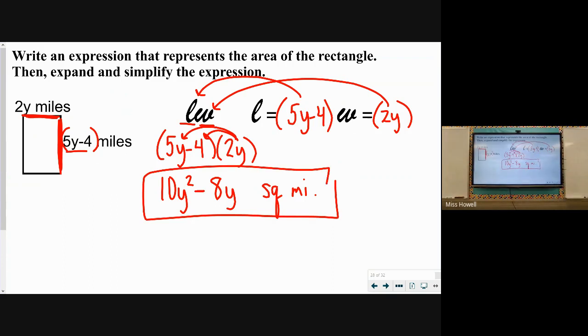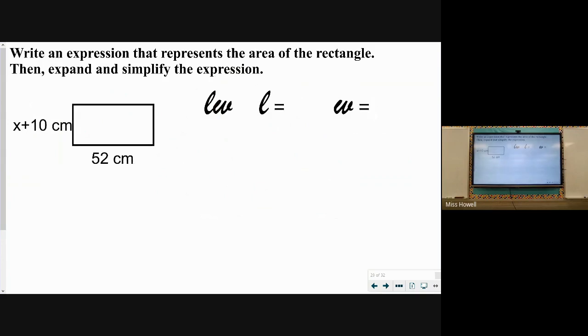All right, flip to the back. Last couple, we want to write a simplified expression to represent the area of this rectangle. You go ahead and try this one. I'll give you a second here. They're very similar to the others. Be careful. This bottom piece is our long piece, which is our length. This side piece is our short piece, which is the width. So be careful identifying L and W.